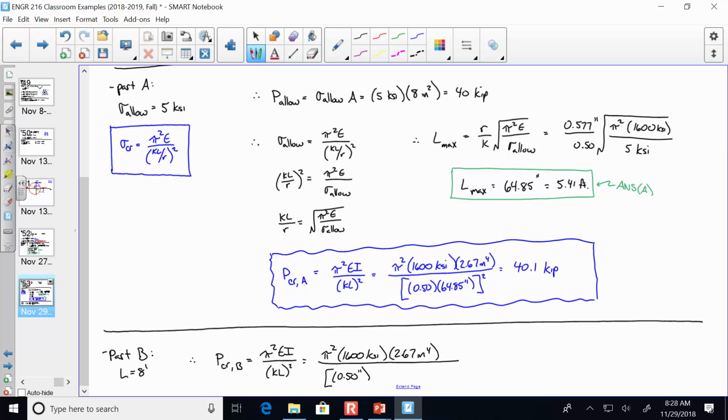Now what do I put here? 8 feet? 96. There we go. 96 inches. I put an inch sign there, that's not correct. So what does that come out to be? 18.3. Do I have a second on that?